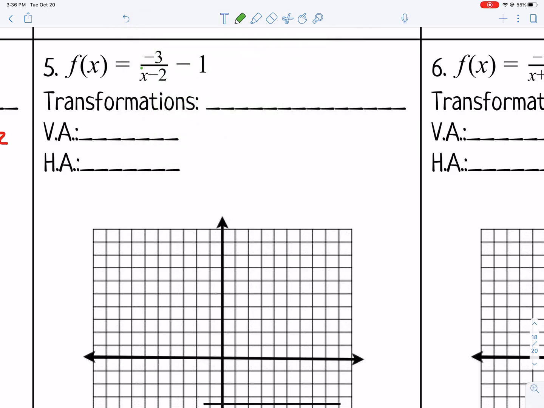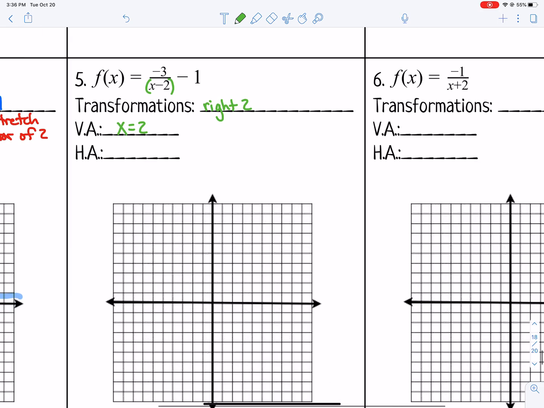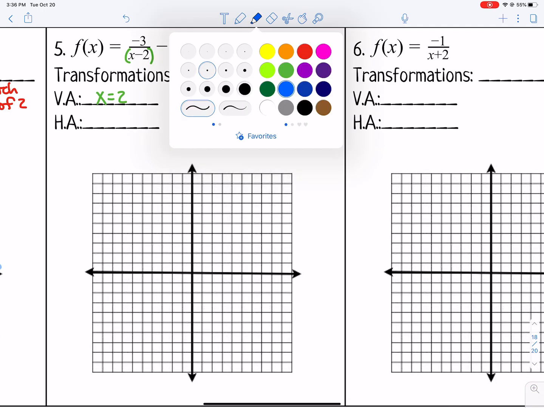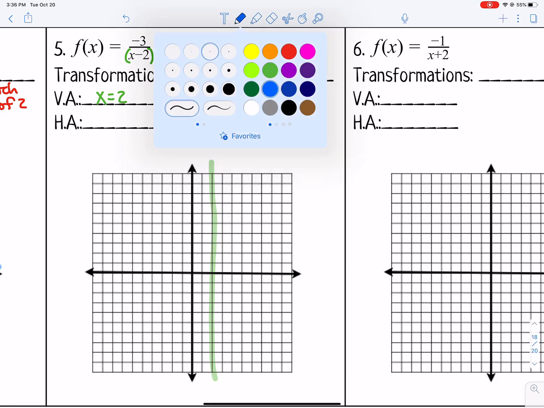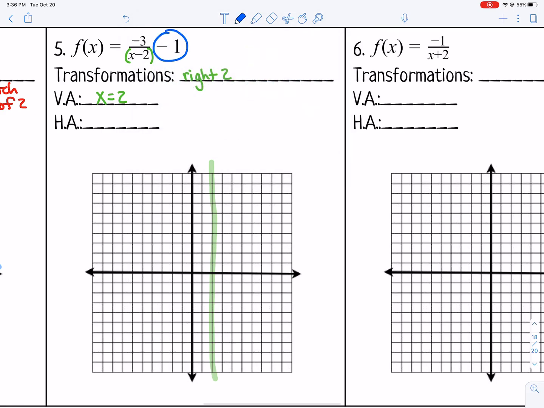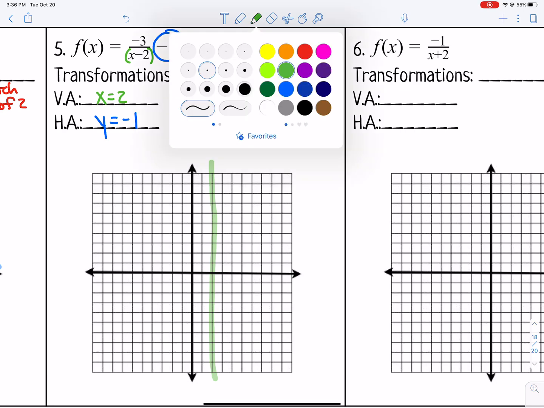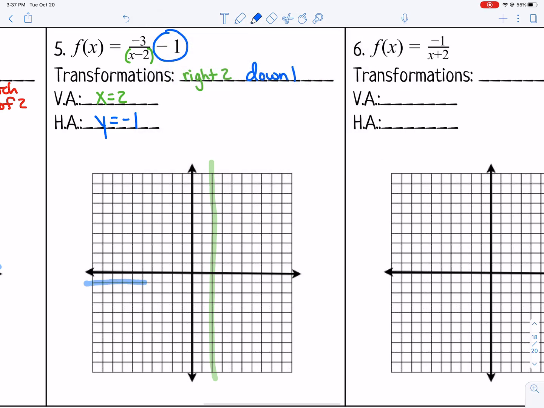And let's take a look at number 5. We got x -2. So this graph's going to shift right 2, which makes the vertical asymptote at x equals 2, because it was normally 0 for the parent function, but it went to the right 2 units. Then the k value of -1 makes the graph shift down 1. So y equals -1 for the horizontal asymptote. It's normally 0, but it shifted down 1.